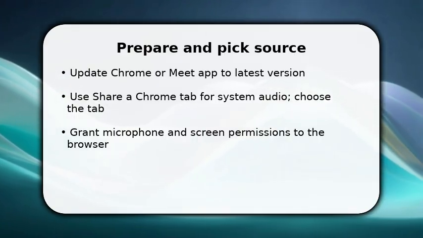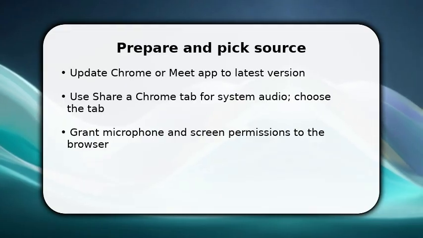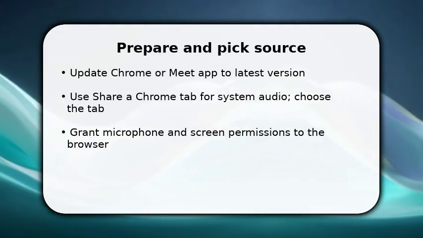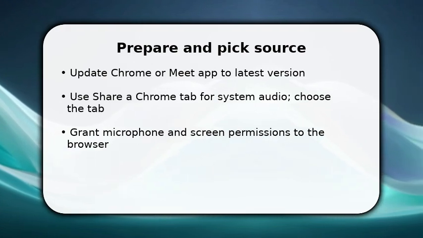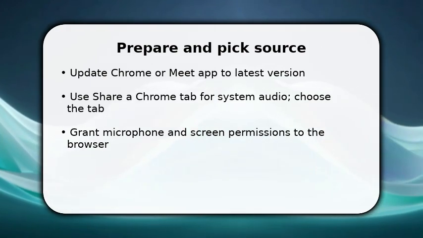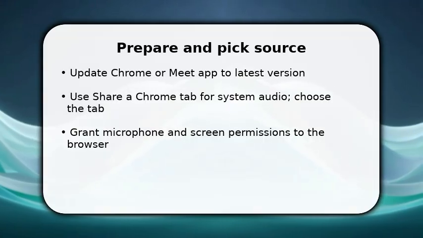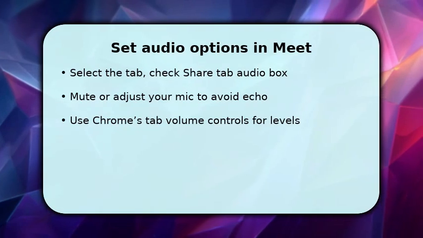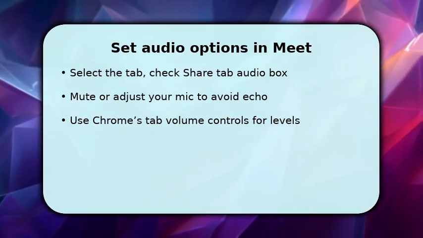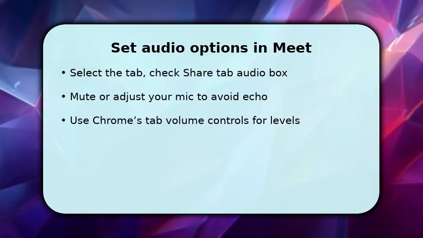If you need system audio mixed with mic, open the tab first and test the tab's audio standalone to confirm it plays before you present to the meeting. Now, in the Meet window, click Present and pick the specific Chrome tab, then check the box labeled Share Tab Audio. This is the crucial toggle that sends system sound.